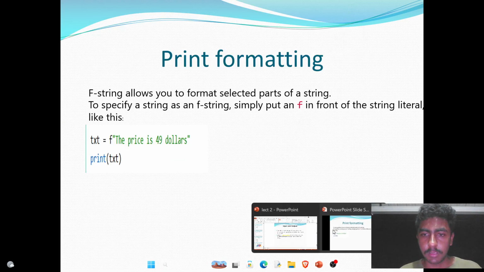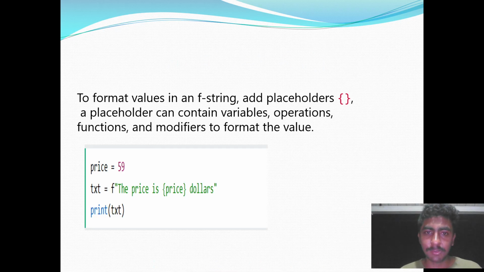Placeholders. The PPT mentions that curly braces are called placeholders. A placeholder tells Python to insert the value of the variable here. For example, city equal to Delhi, print f I study in city. So the placeholder city is automatically replaced with the value stored in the variable.